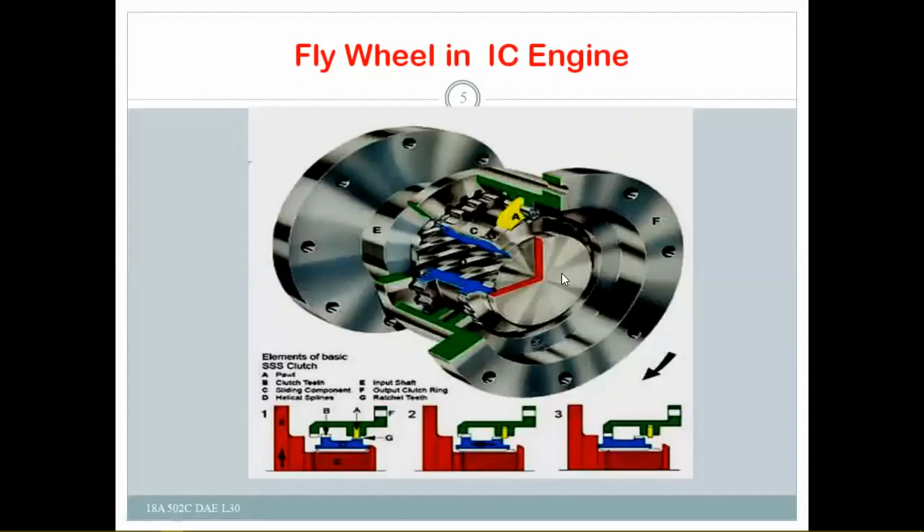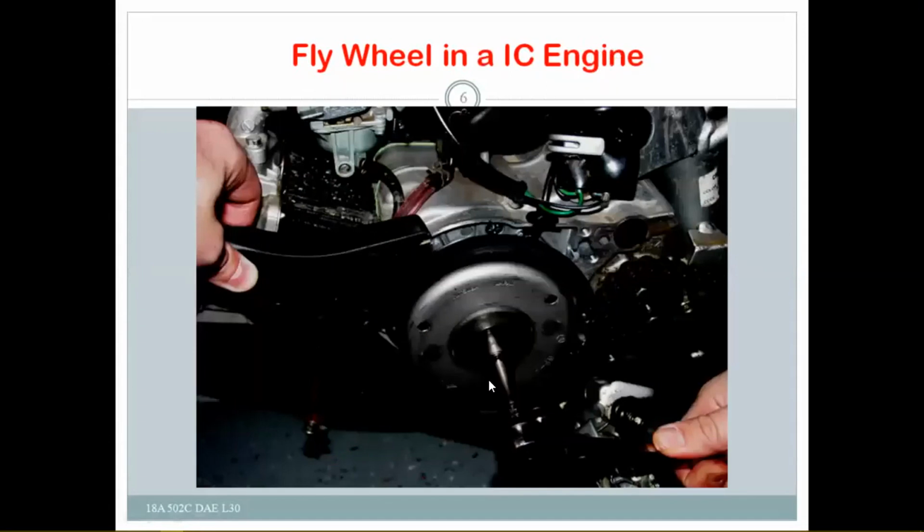Here you can see the flywheels in IC engines. Here are the flywheels that you can have, along with the elements of the basic clutch. So in IC engines also we are going to see flywheels, right?